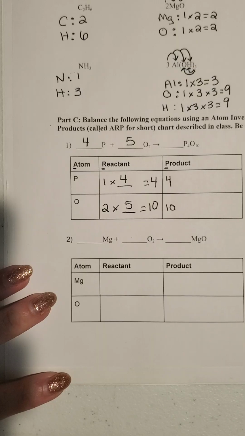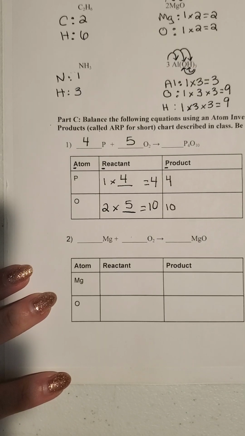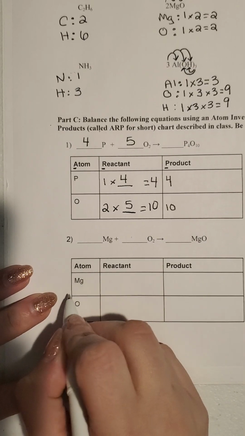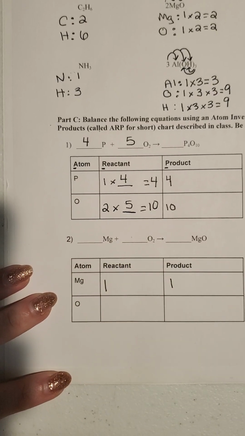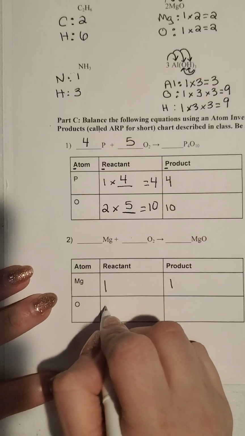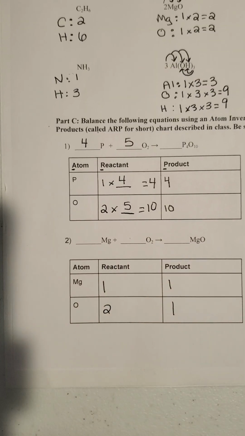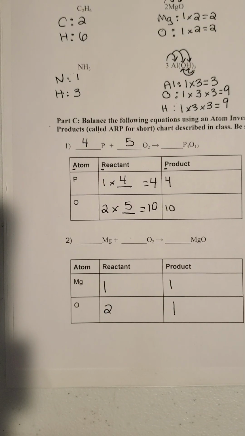Everybody should be able to, at this point, count how many atoms there are in something. We've done that before. But for Mg on the reactant side, there's 1. Product side, there's 1. Oxygen has 2 and 1. So we can already tell this is not balanced. Therefore, it is breaking the law of conservation of matter. We've got to follow the law.